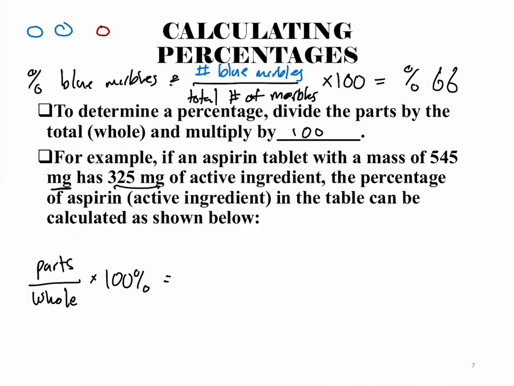This is the fraction that we're interested in for the aspirin, right? So this is going to be 325 milligrams divided by the whole, which is 545 milligrams, right? Because that's the total mass of the tablet. And we multiply that by 100 to get our percentage.